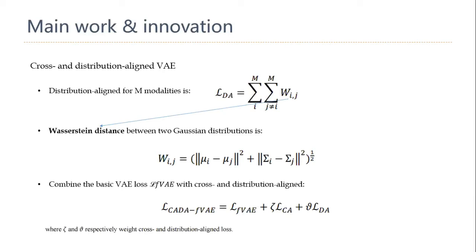It looks like this. So we combine the basic VAE loss with the cross and distribution aligned losses, and we can get the loss function of our VAEs. It's just like this. So we can weight the cross and distribution aligned losses with two factors like this.